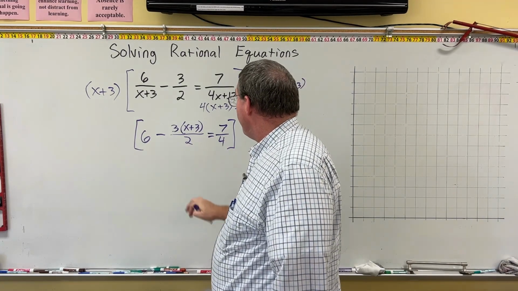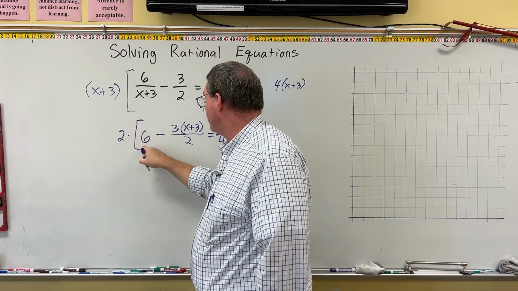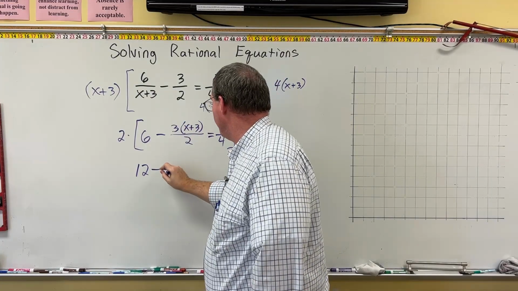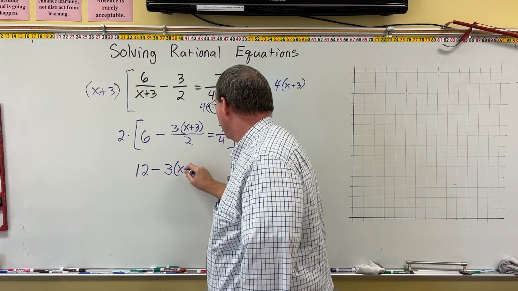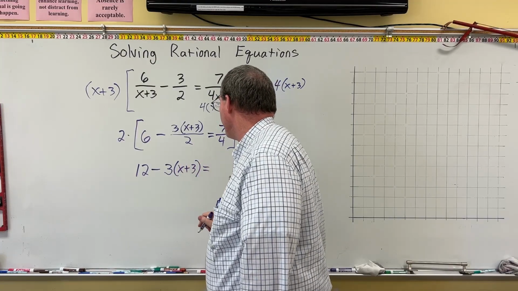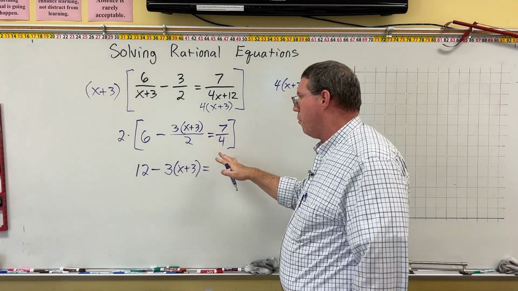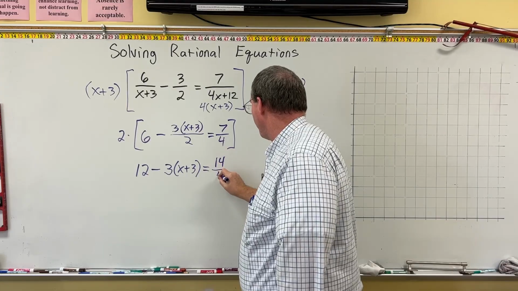Now we're going to multiply by 2 to get rid of this denominator. So multiply by 2. 2 times 6 is 12. Then 2 times this fraction, so minus, is just going to cancel the denominator. So all I have left is 3 times x plus 3 equals. Now 2 is related to 4, but it's not 4. So we're going to multiply 2 times 7. That's 14. And leave it over 4.